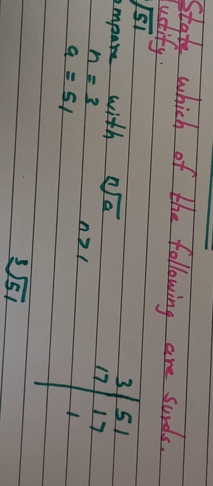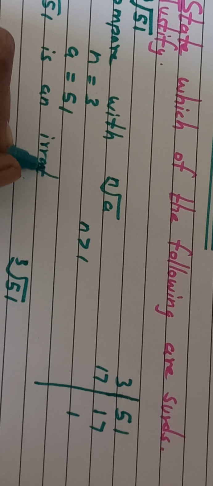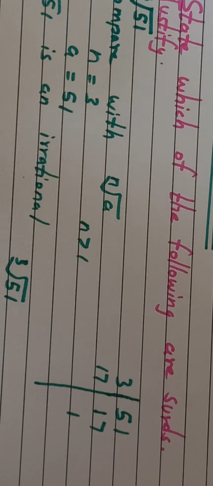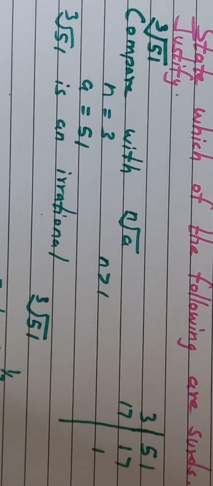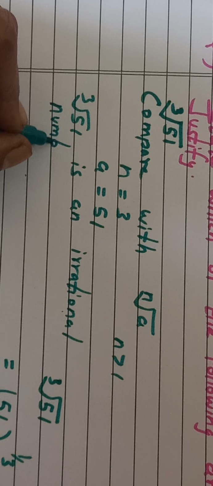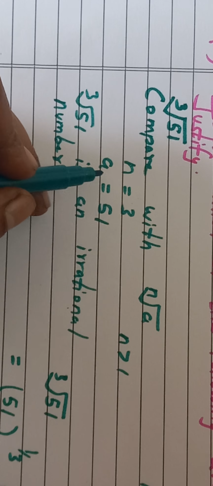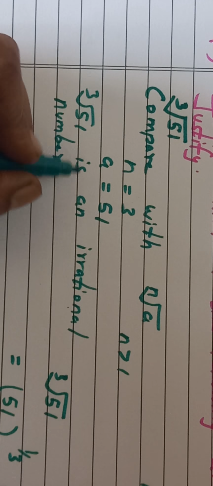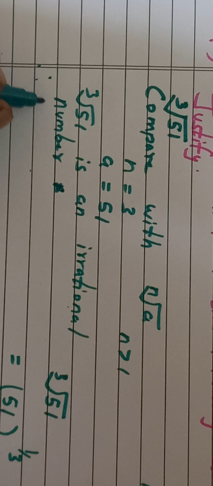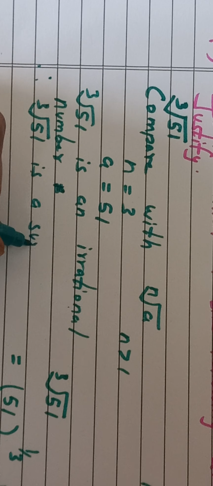So this number, the cube root of 51, is an irrational number, because I cannot solve it further. I cannot get any rational number as such. So it is an irrational number, and if it is an irrational number, then it is called a surd. I have compared with this: n is greater than 1, a is 51, n is 3, and it is an irrational number. Therefore, cube root of 51 is a surd.